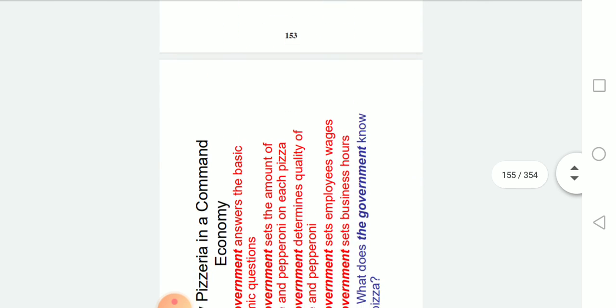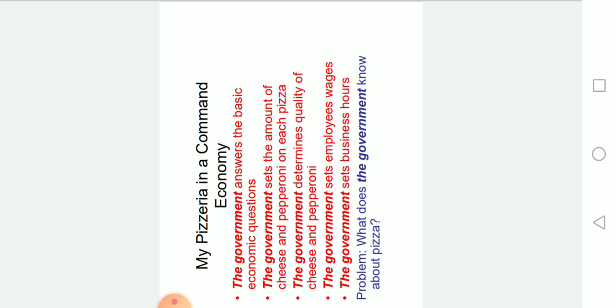What about my pizzeria in a command economy? I'm talking about the government, which answers the basic economic questions. The government sets the amount of cheese and pepperoni on each pizza. The government determines the quality of the cheese and pepperoni. The government sets the employees' wages. The government sets business hours. The problem is, what does the government know about the pizza?